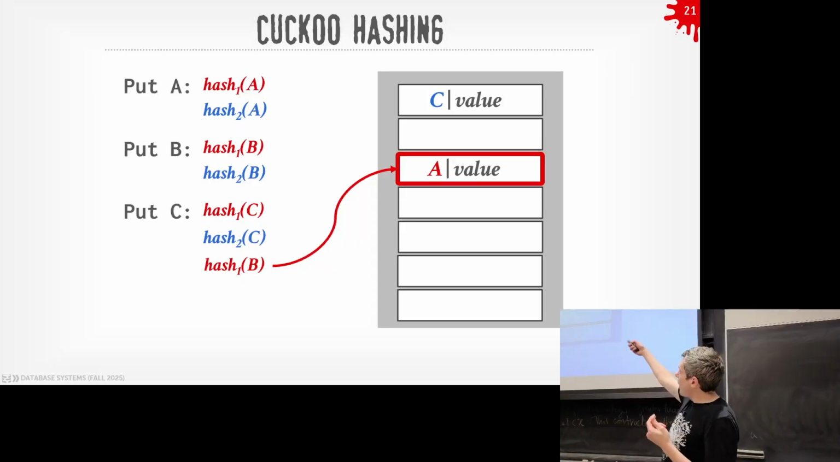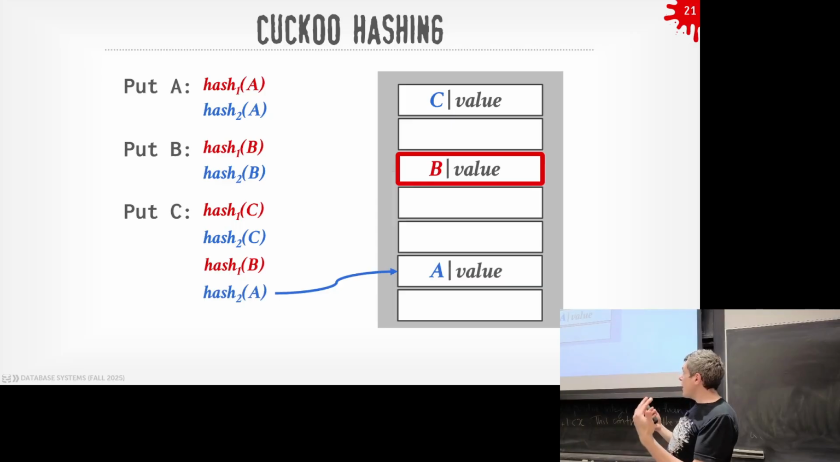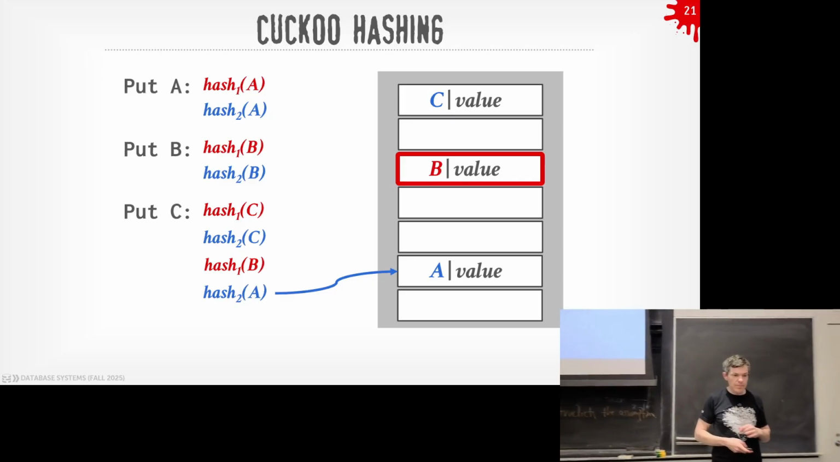So now we hash B again, with the first hash function. It goes where A is, so same thing. It's going to take its slot and kick A out. Now we get A back in. We're going to hash A, and it's going to land here, and that was one of the free slots we had in the very beginning.